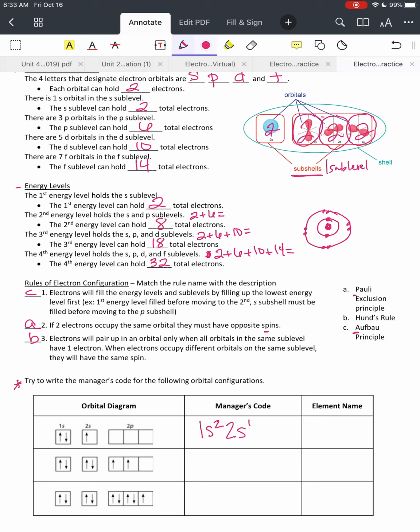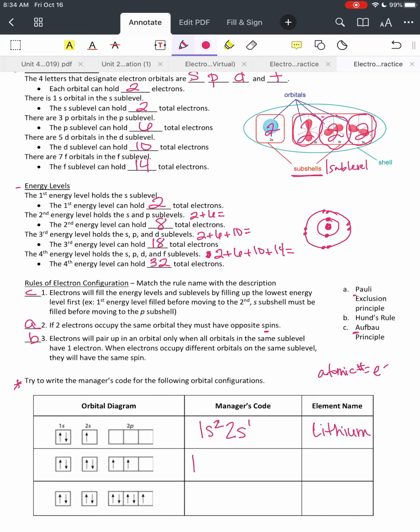And it's asking me what the element name is. So how can I find my element name? Well, I know that my atomic number is equal to my electrons in a neutral atom. So all I have to do, if I have 1, 2, 3 electrons, is find the element with an atomic number of 3, and that is lithium. If you want to pause here and practice these last 2 together before I write the answers out, that is fine. Then you can check yourself.